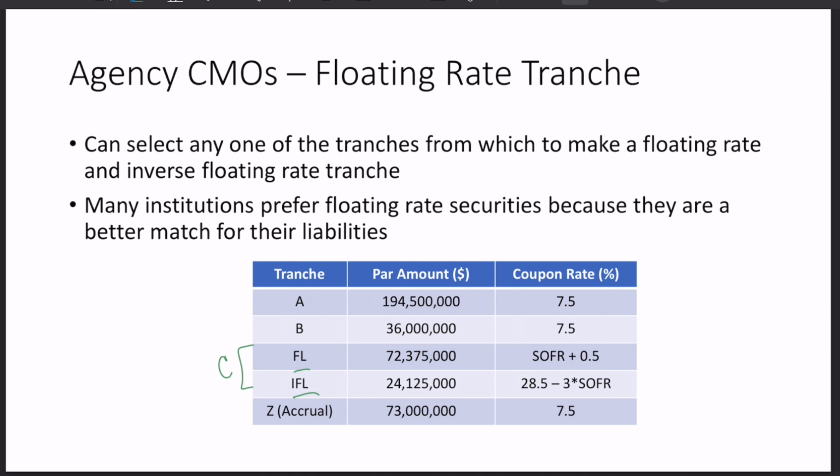In this example here, we split it into the floater, which trades at SOFR plus 50 basis points. And then we have an equation for the pass-through coupon rate of the inverse floater as well.